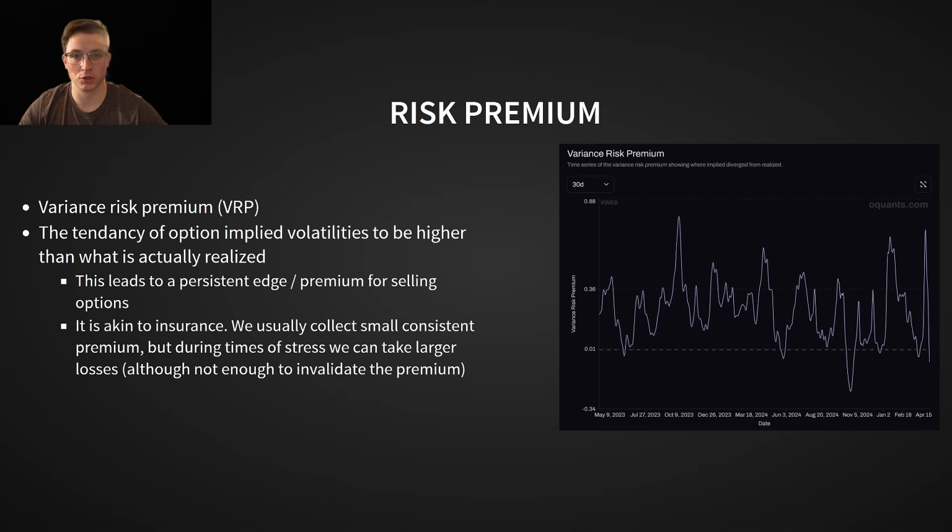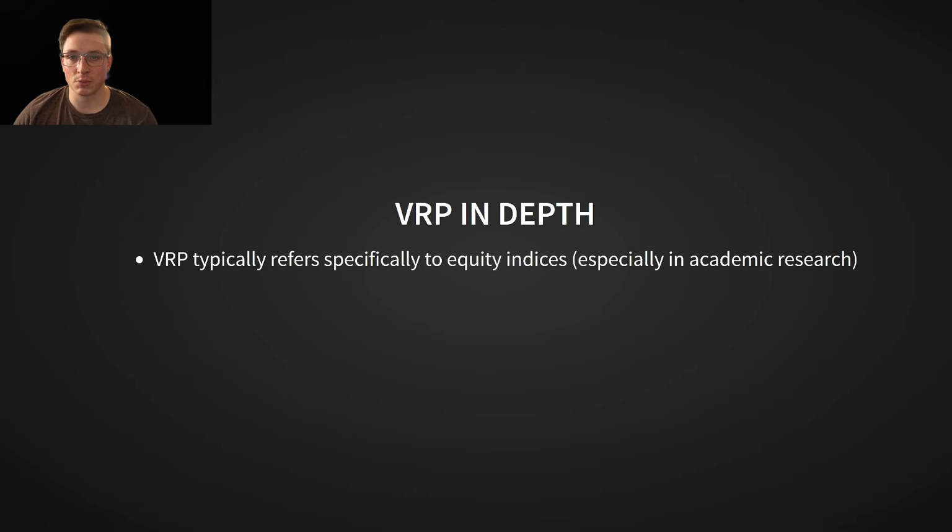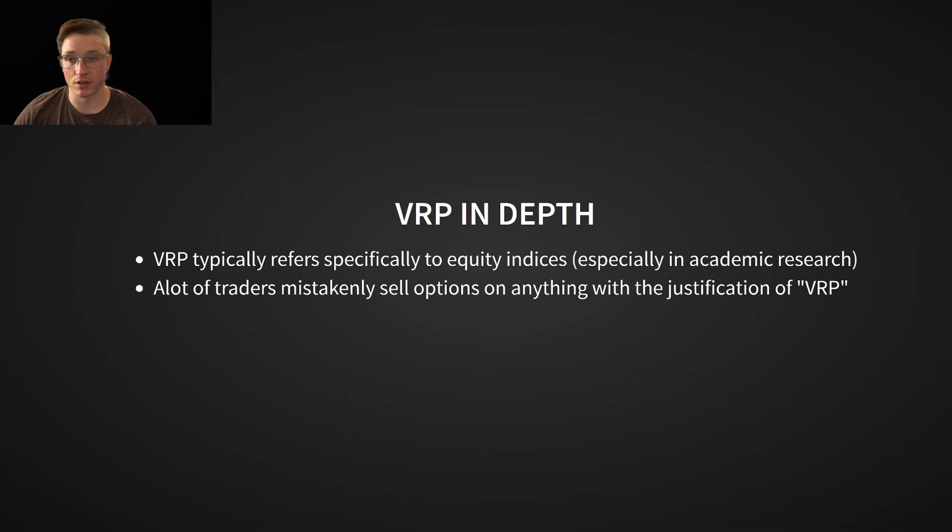As mentioned previously, the volatility risk premium, VRP for short, refers to the consistent tendency for implied volatility to overstate future realized volatility. But in trading circles, when people talk about the VRP, they're usually referring specifically to equity indices like the S&P 500, and that distinction matters.